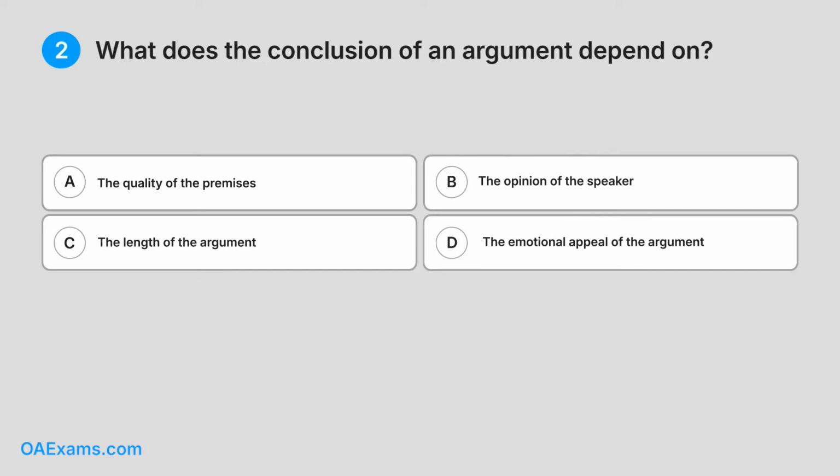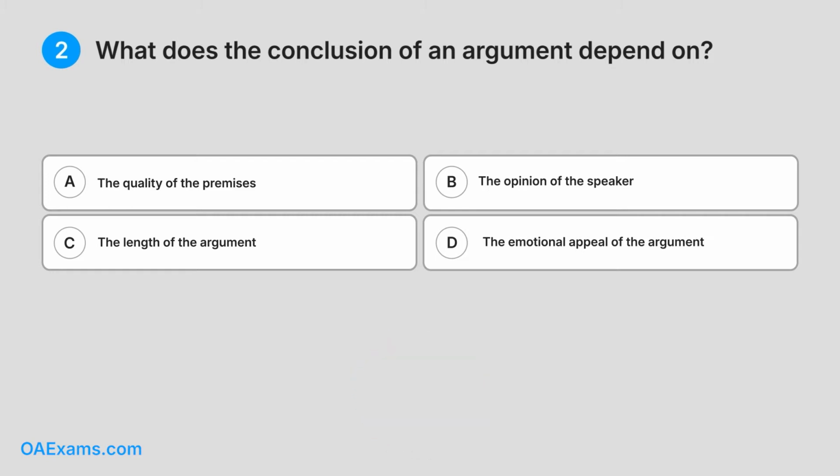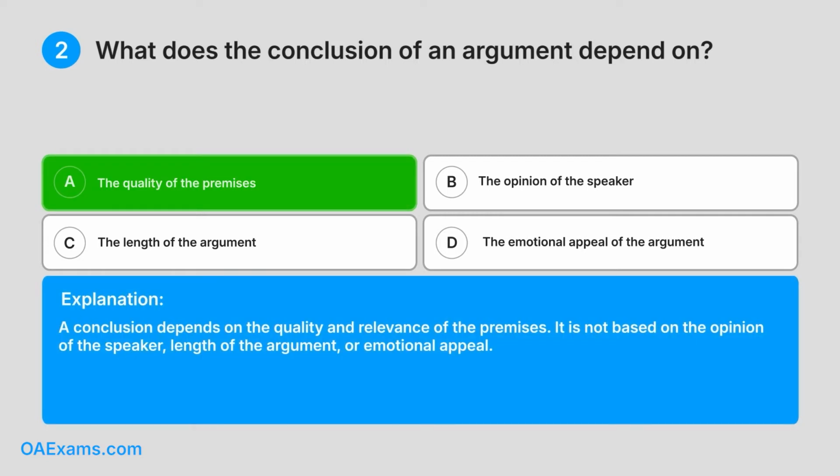2. What does the conclusion of an argument depend on? A. The quality of the premises. B. The opinion of the speaker. C. The length of the argument. D. The emotional appeal of the argument. Do you know the answer? Correct answer. A. The quality of the premises. Explanation. A conclusion depends on the quality and relevance of the premises. It is not based on the opinion of the speaker, length of the argument, or emotional appeal.